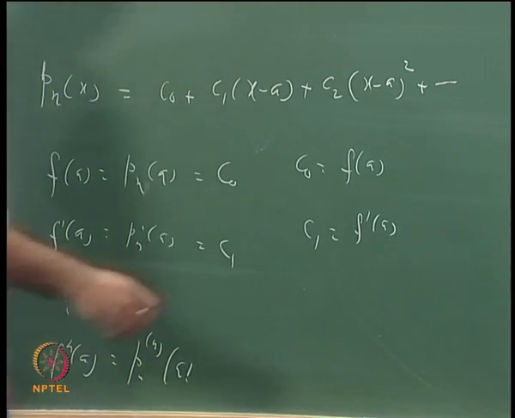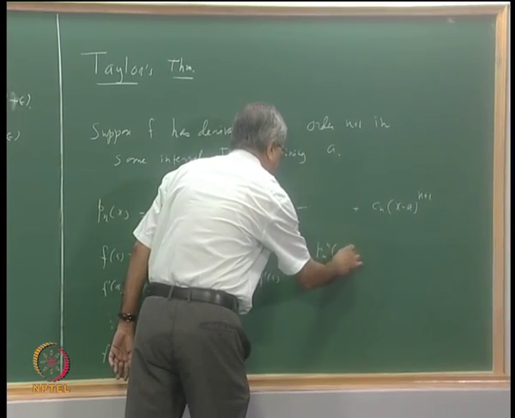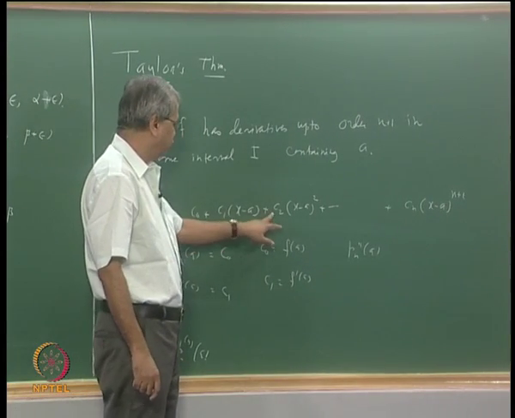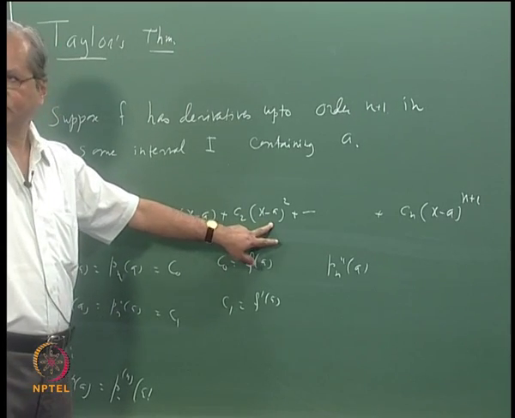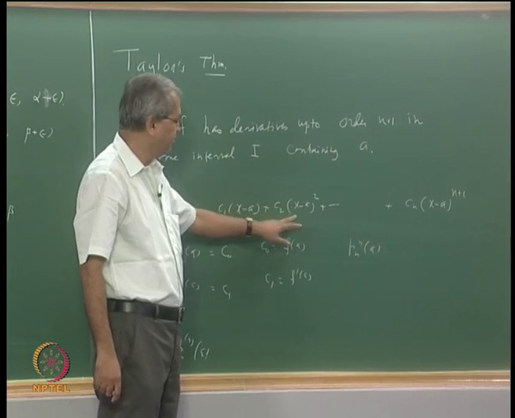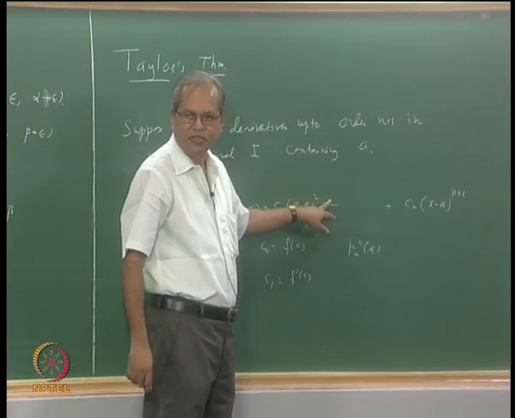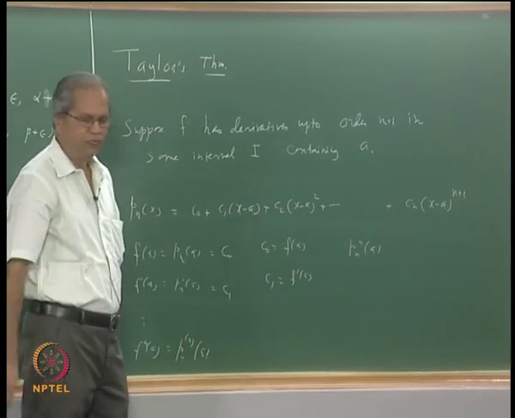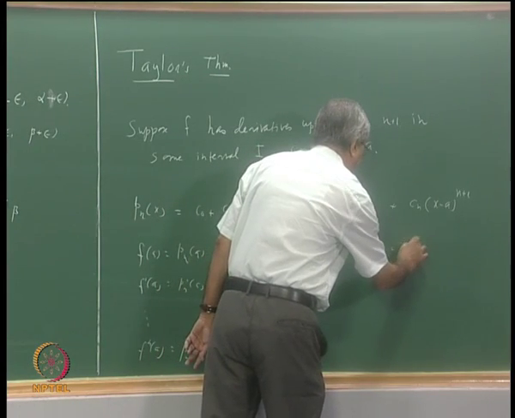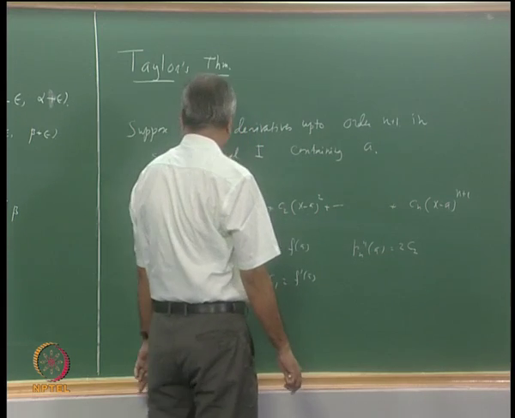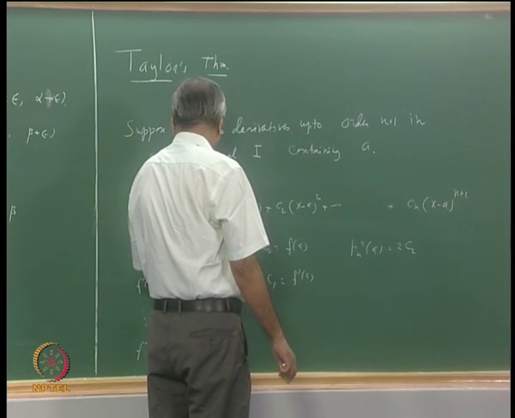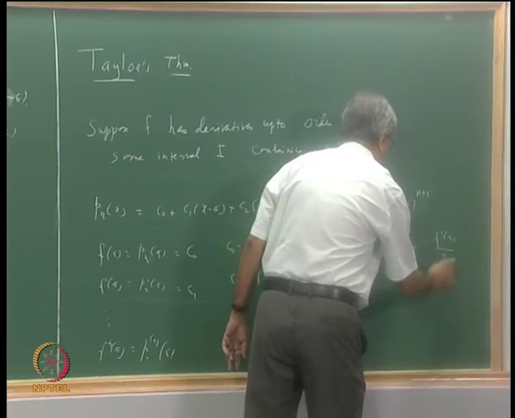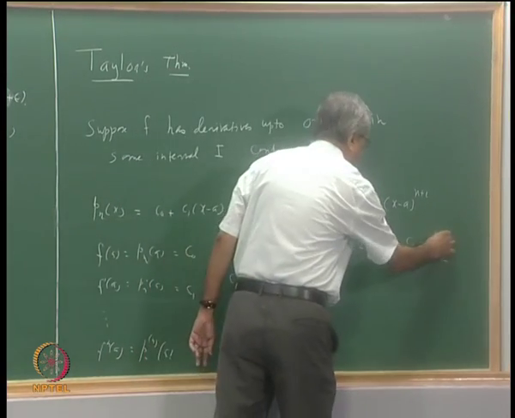Let us do one more. If you look at Pn double prime at A, then when you differentiate two times, this will be 2C2, and all the other terms will involve x minus A. So Pn double prime A will be just 2C2, which is the same as saying that C2 is f double prime A divided by 2.